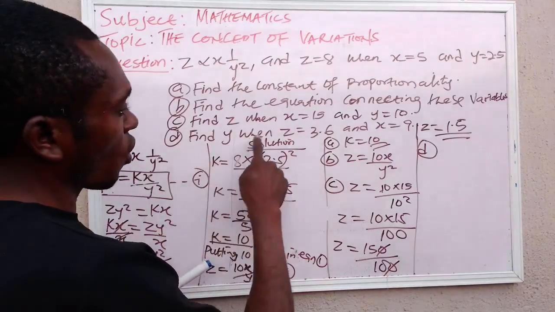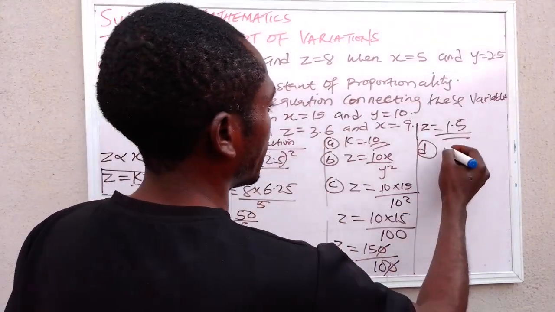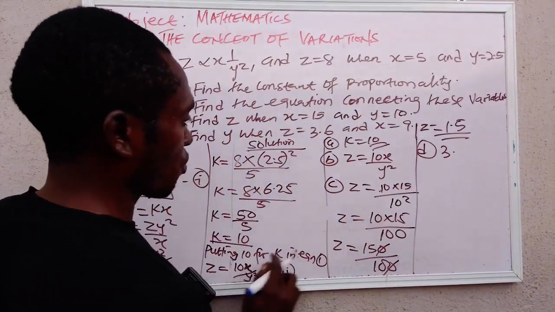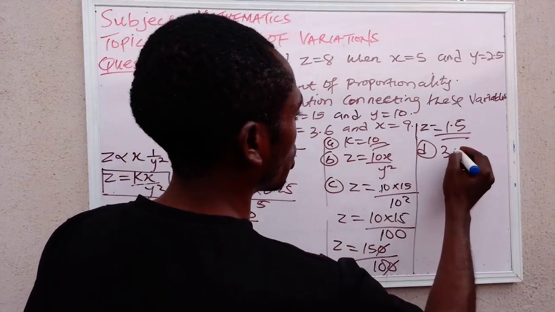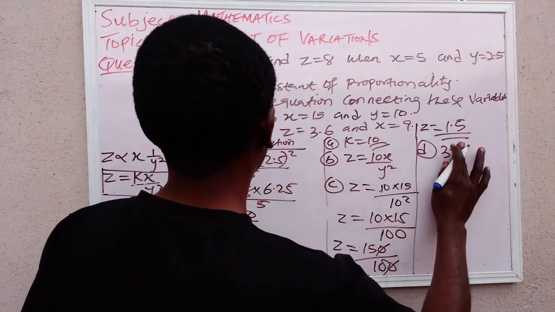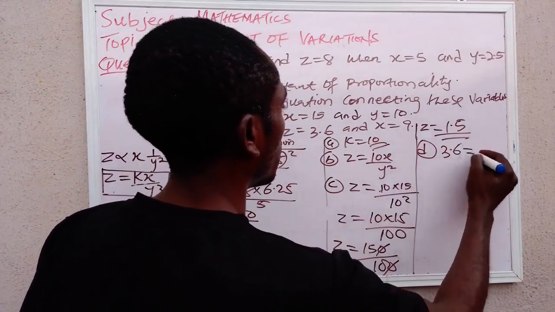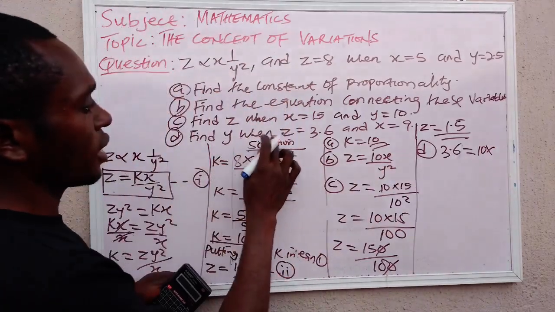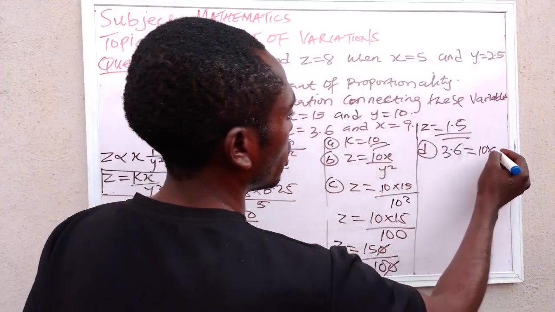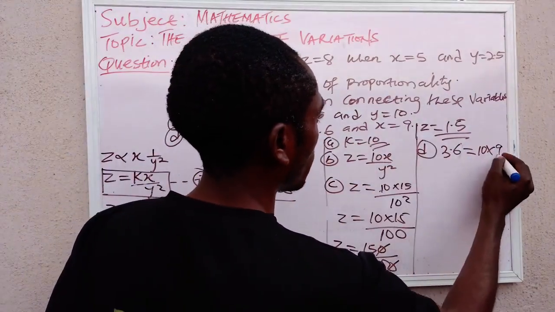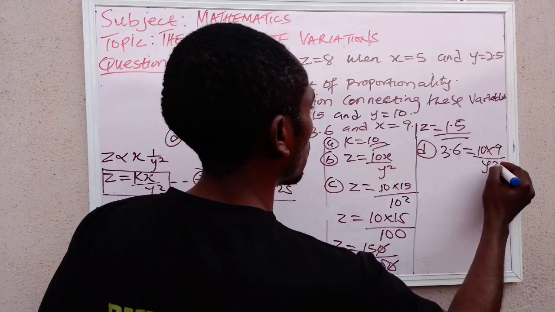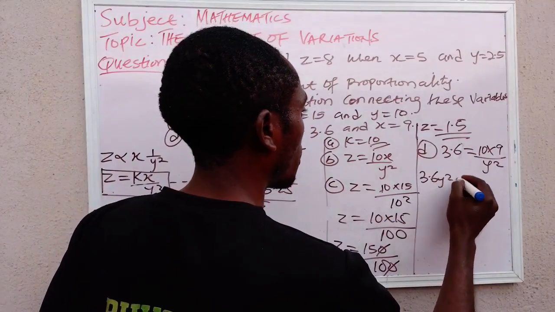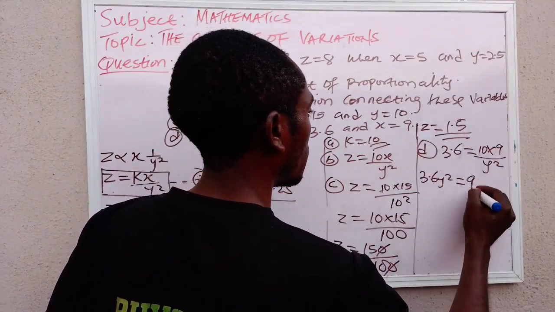So we go to D. We have to find y when z equals 3.6 and x equals 9. So we're using this formula, don't forget. Question 2. So z is 3.6, sorry, 3.6 rather. 3.6 equals 10 times x, which is 9, over y squared. We have to find y. So don't forget it's y squared. So we cross multiply, we'll have 3.6y squared equals 10 times 9, this is 90.